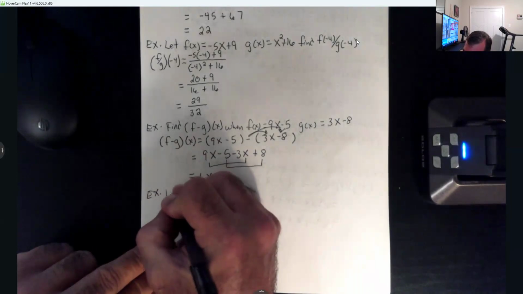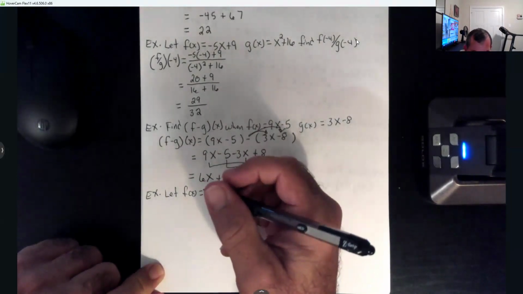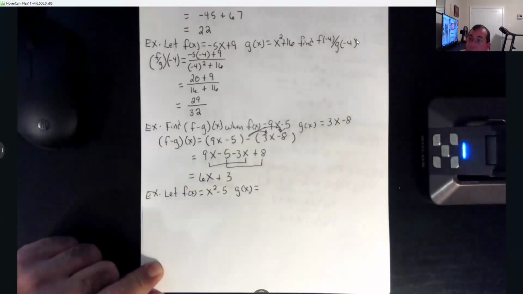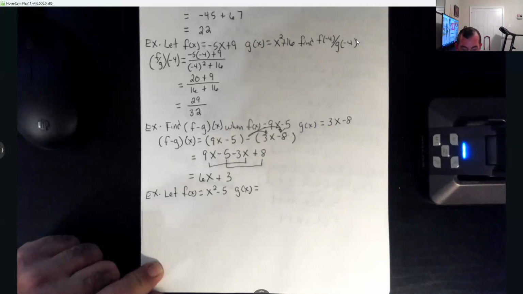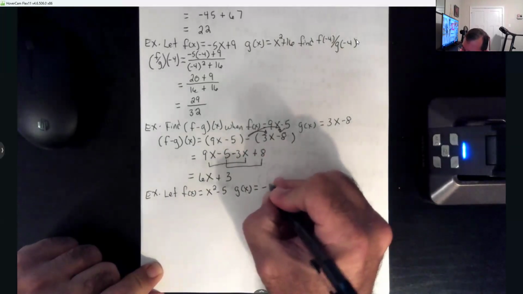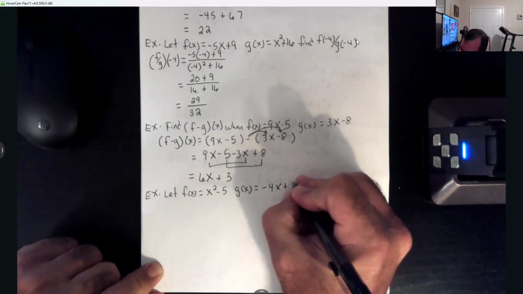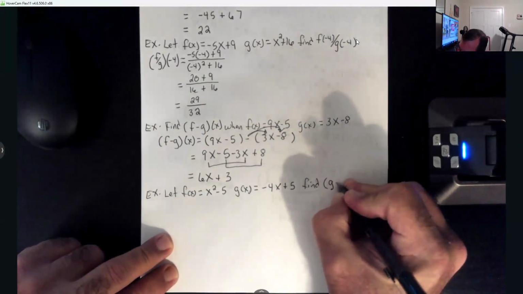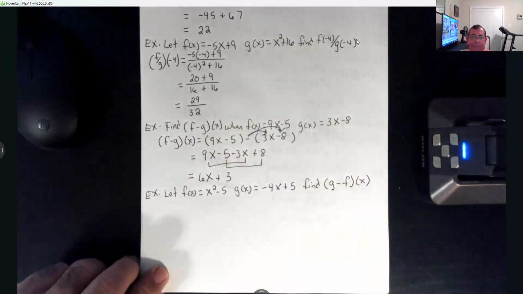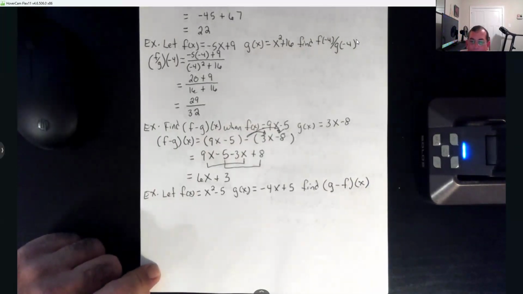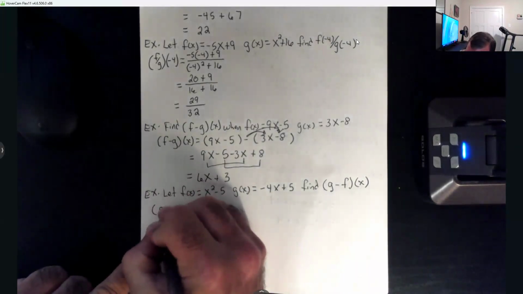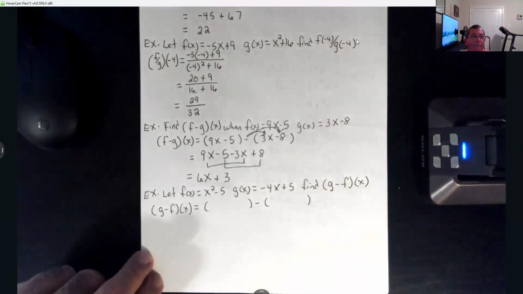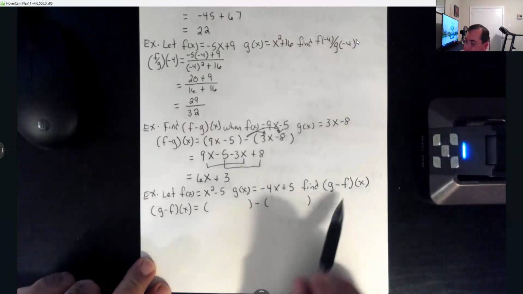All right, y'all, watch this. Let f of x equal x squared minus 5. G of x, we're going to let equal negative 4x plus 5. We're going to find g minus f of x. All right, so my g minus f of x will equal my g minus my f. Well, this one's in reverse order, look.